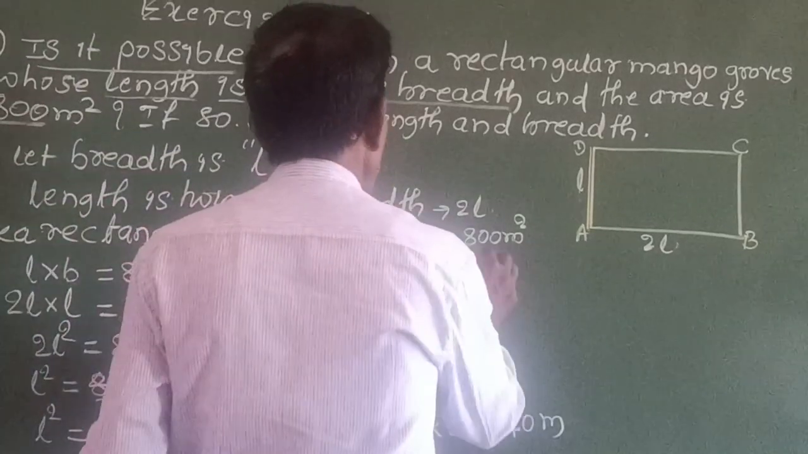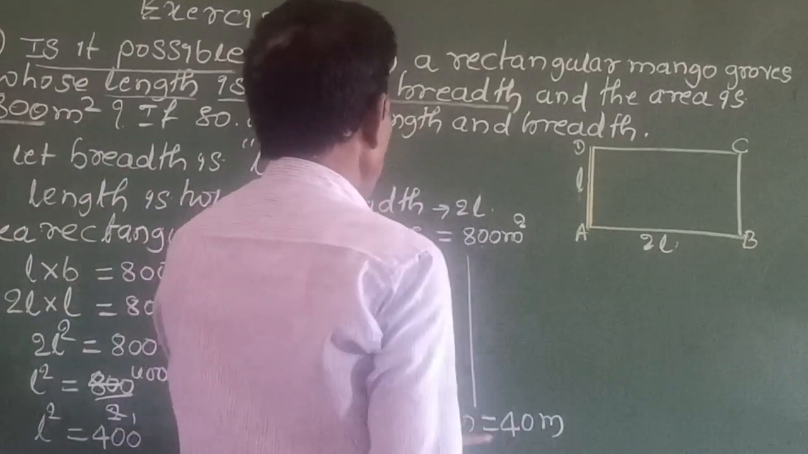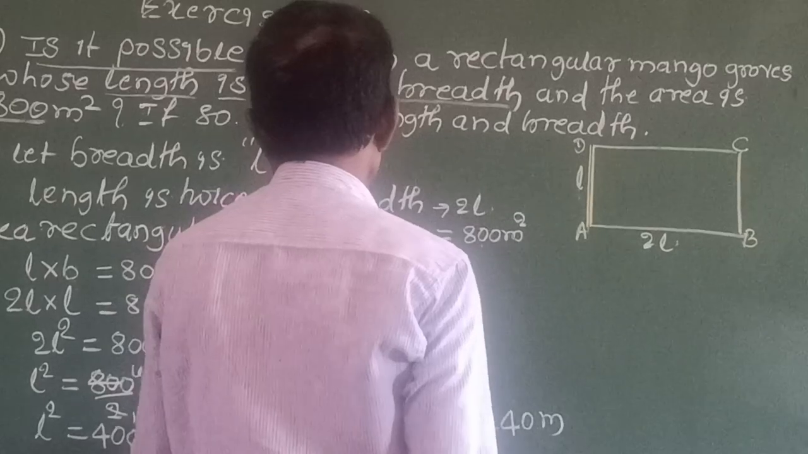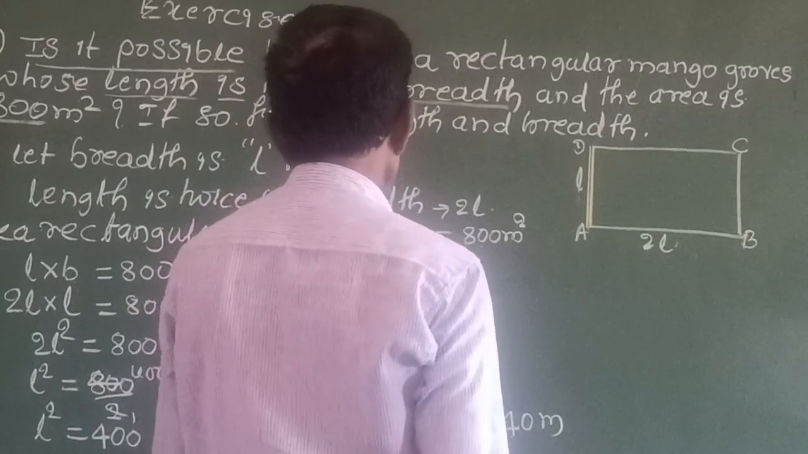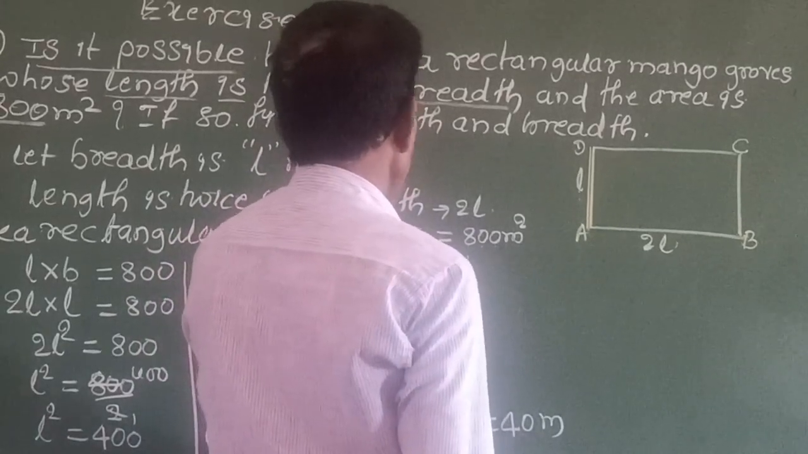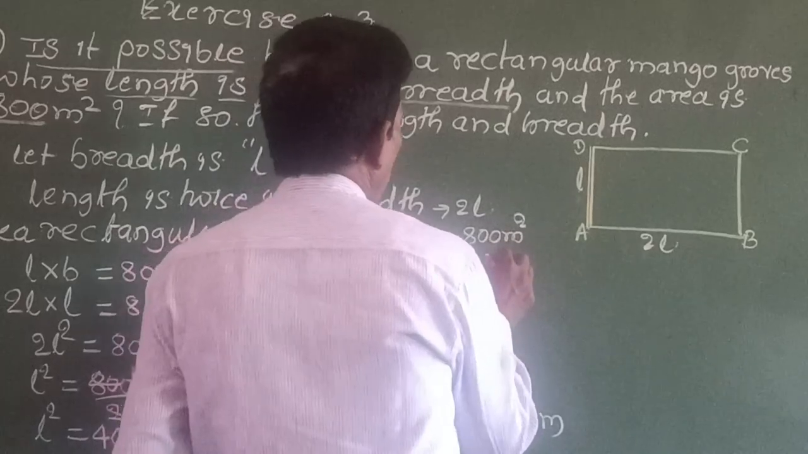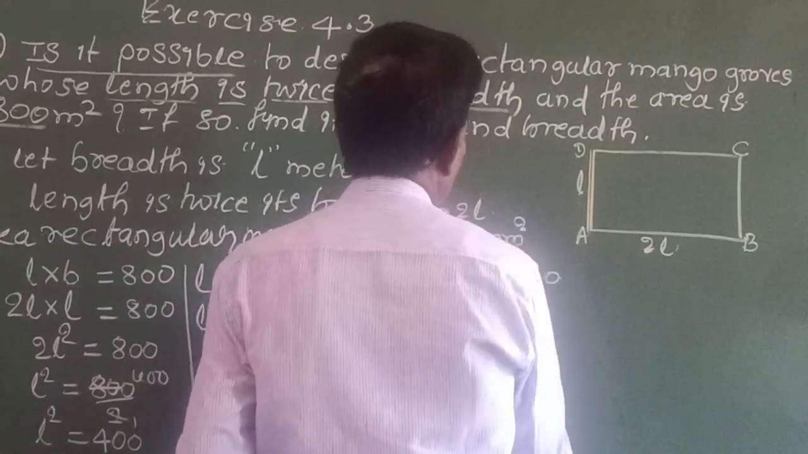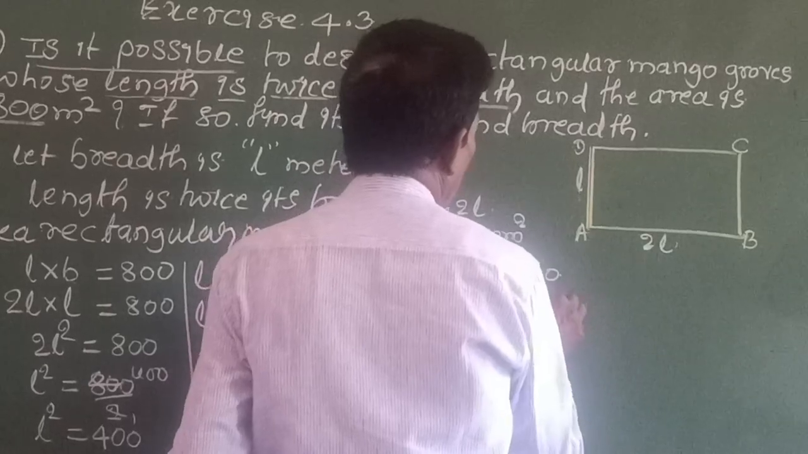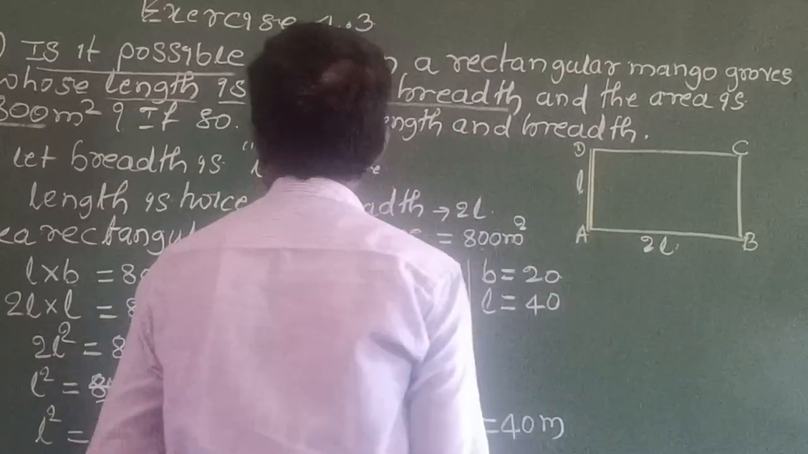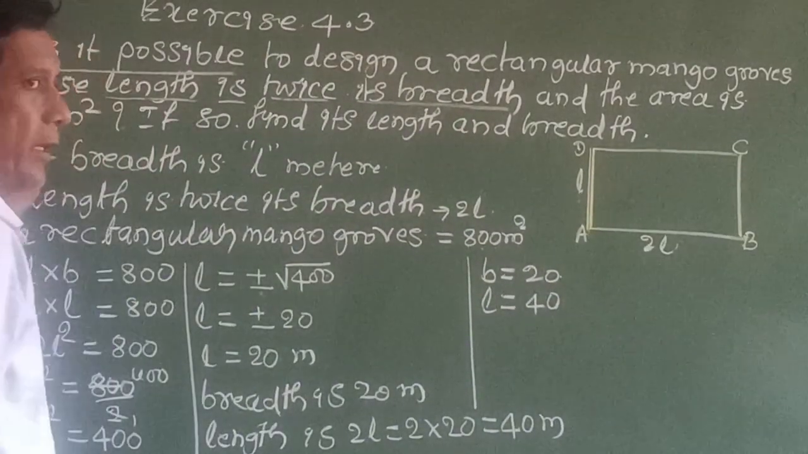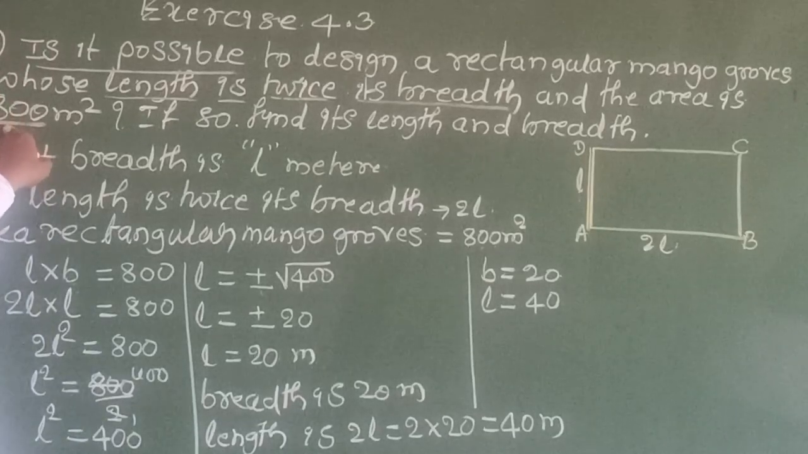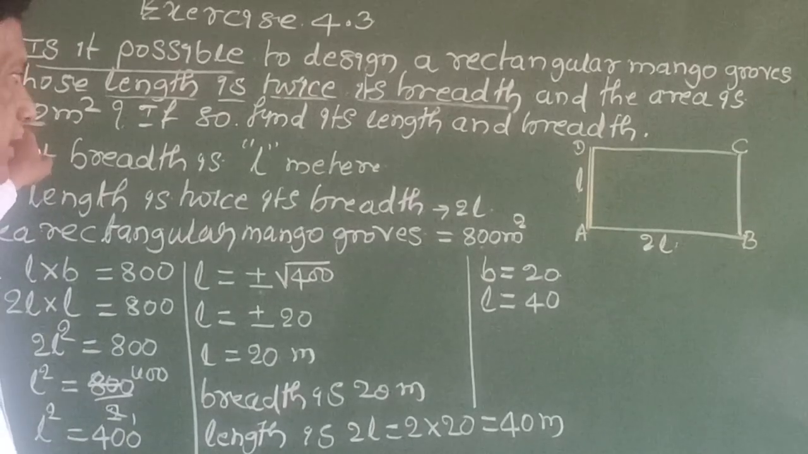So finally, the breadth is 20 meter and the length is 40 meter. Therefore B equal to 20 meter and L equal to 40 meter. 20 into 40 equal to 800 square meter.